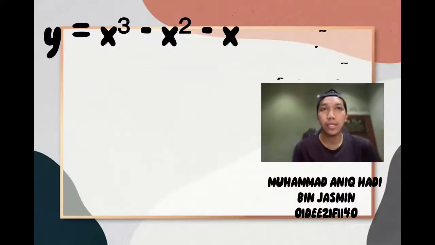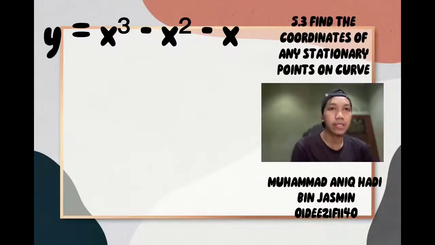Next is find the coordinate of any stationary point on the curve.